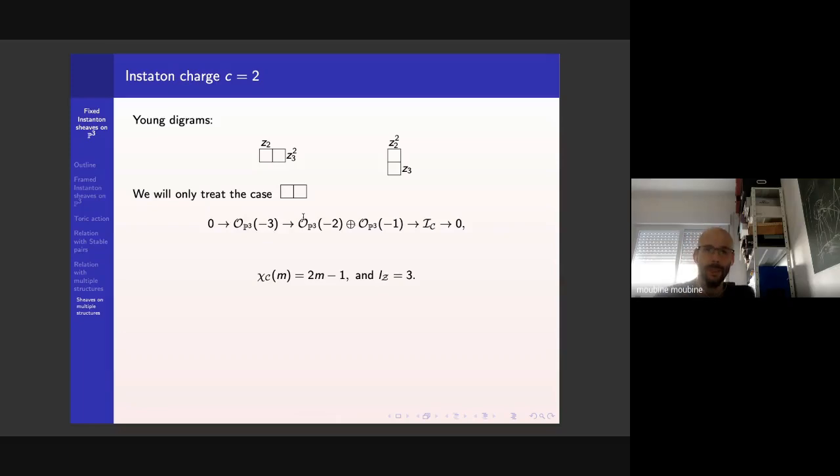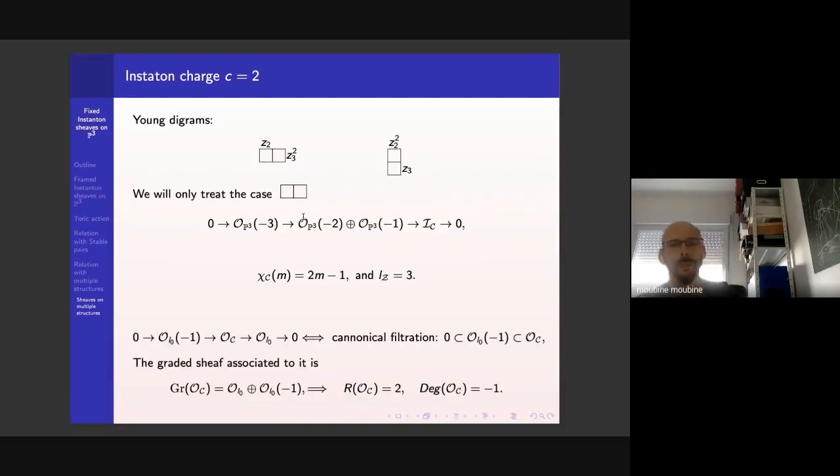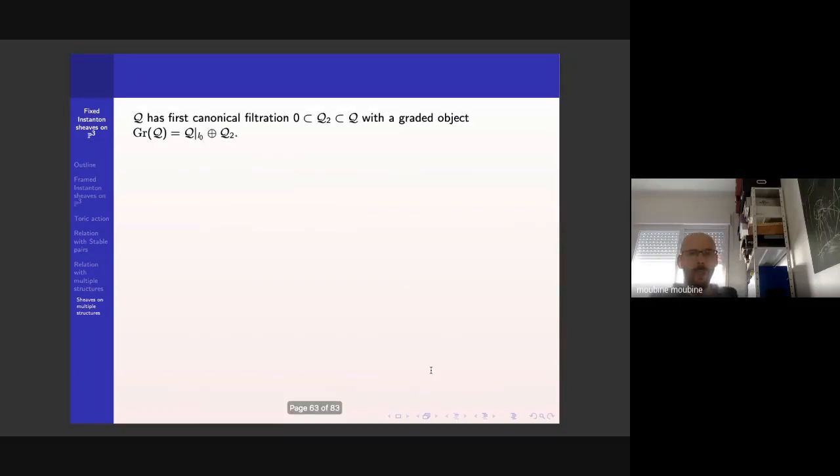Actually, in this case, both diagrams correspond to primitive multiple structures, and this exact sequence here, the restriction from the double to the simple structure, is the canonical filtration of the structure sheaf of the curve. And then we have the graded object and the rank, generalized rank and degree.